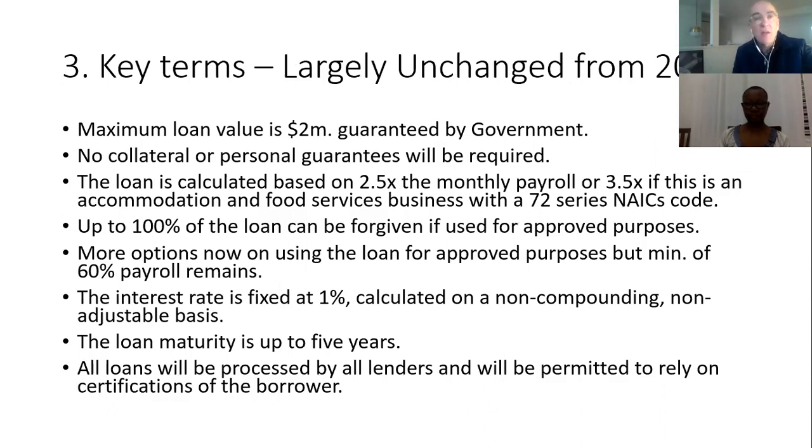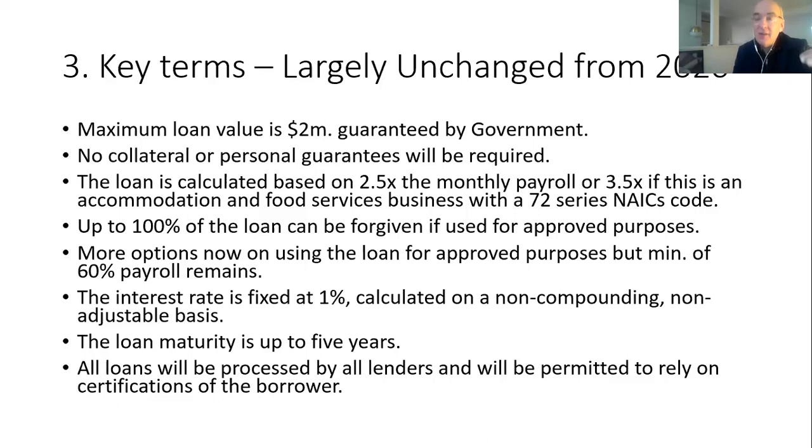Key terms of the loan, not really changed much from last year. Maximum loan value, $2 million, no collateral or guarantees. And the loan is based on your payroll, 2.5 times the monthly payroll, or 3.5 times if you're an accommodation and food services business like a restaurant. Up to 100% of the loan can be forgiven if it's used for approved purposes, a minimum 60% on the payroll. Whatever's left that isn't forgiven becomes a loan with an interest rate that's fixed at 1%.